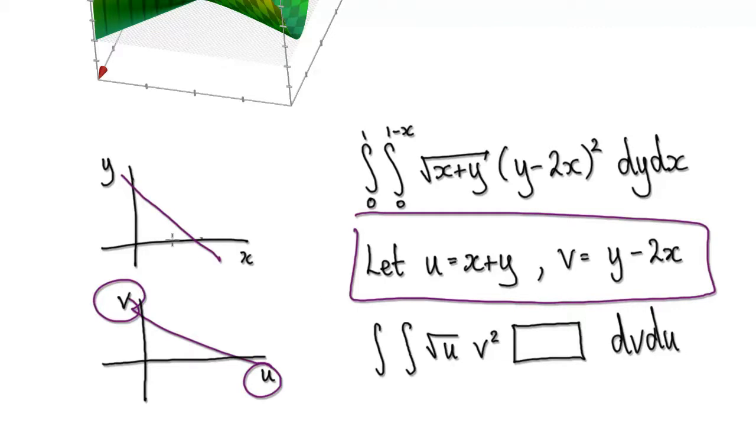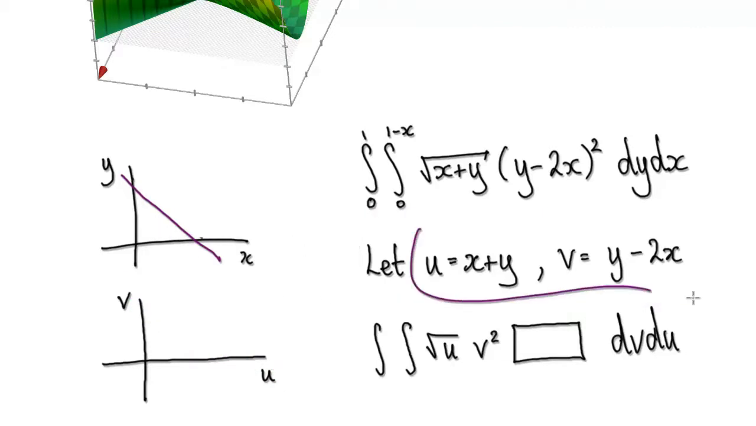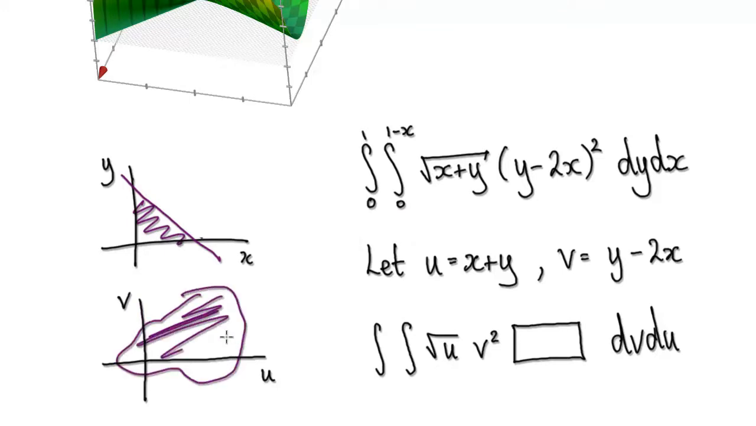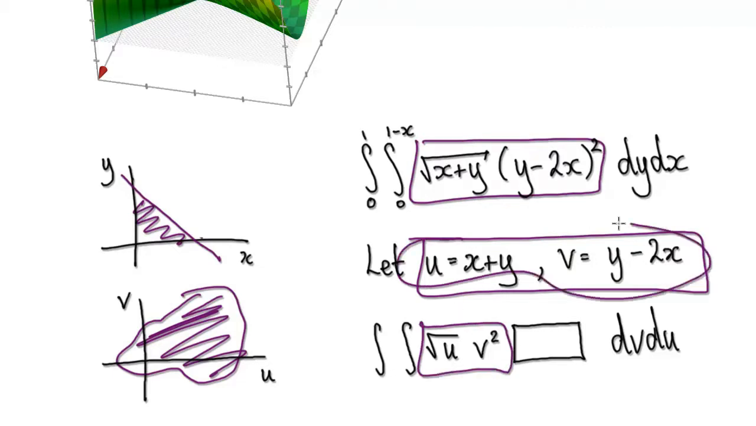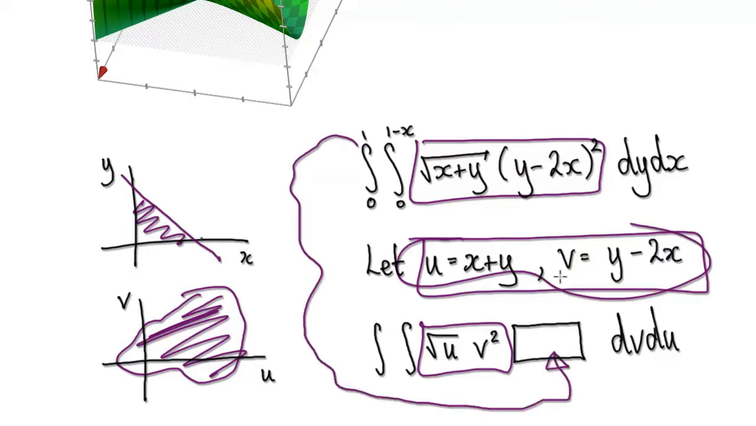So when you make this transformation, this region here would have morphed into something else. I don't know. Let's just say it's this region here. So the good thing is that by making this substitution, the integrand becomes easier to work with. But then you will need to make some sort of adjustment, and this adjustment is what's called the Jacobian, which I will show you how to compute later on.